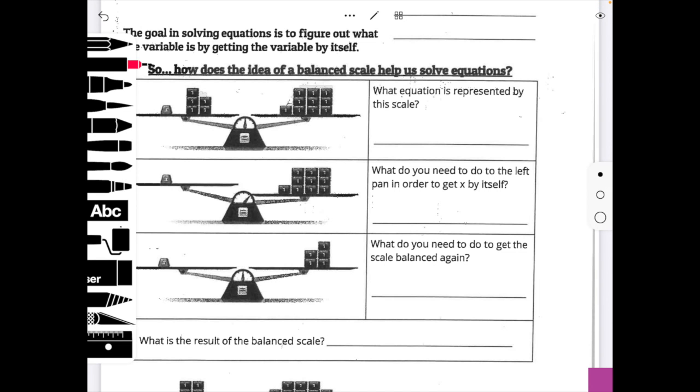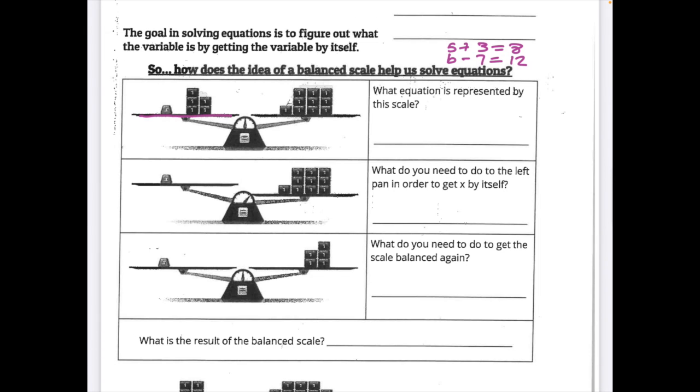So, how does the idea of a balanced scale help us to solve equations? What happens when we have actual number sentences written out, like 5 plus 3 equals 8? Or when we have a variable in there, if we have b minus 7 equals 12, how does that help us? Let's find out.